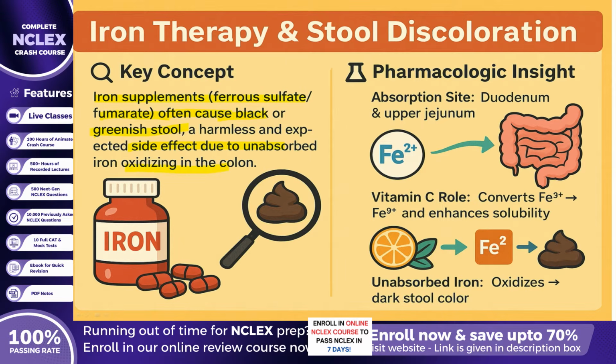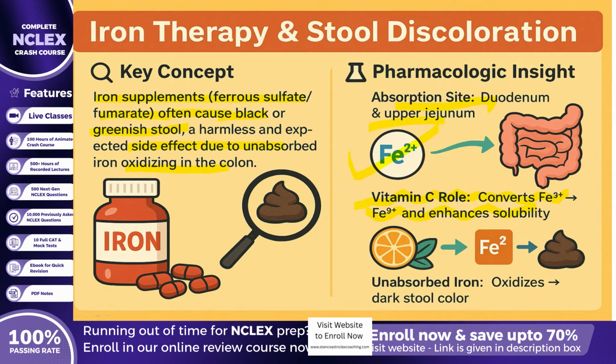Iron absorption primarily takes place in the duodenum and upper jejunum, and the body absorbs the ferrous, Fe2+, form more effectively than the ferric, Fe3+ form. Vitamin C plays a key role by maintaining iron in its ferrous state and increasing its solubility, thereby improving absorption. However, the portion that remains unabsorbed becomes oxidized, leading to the dark stool color.